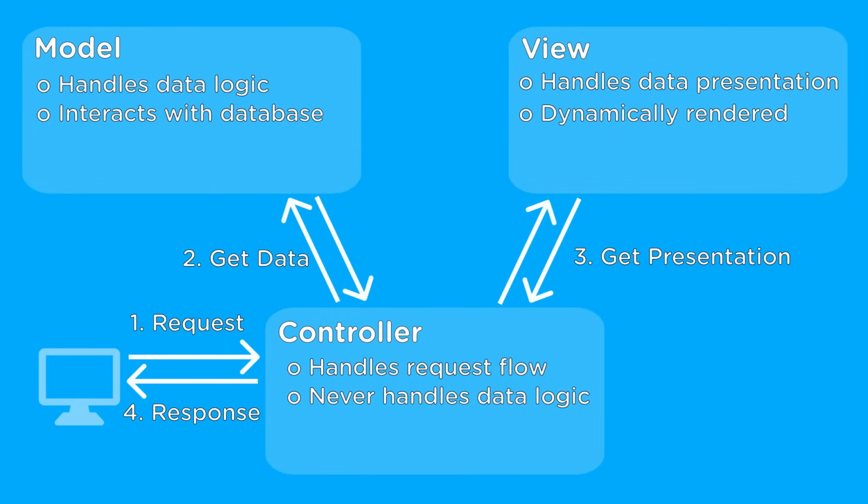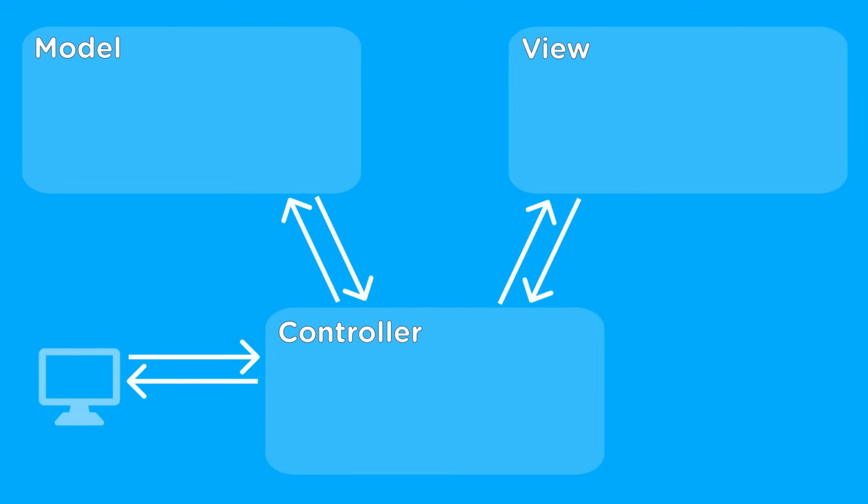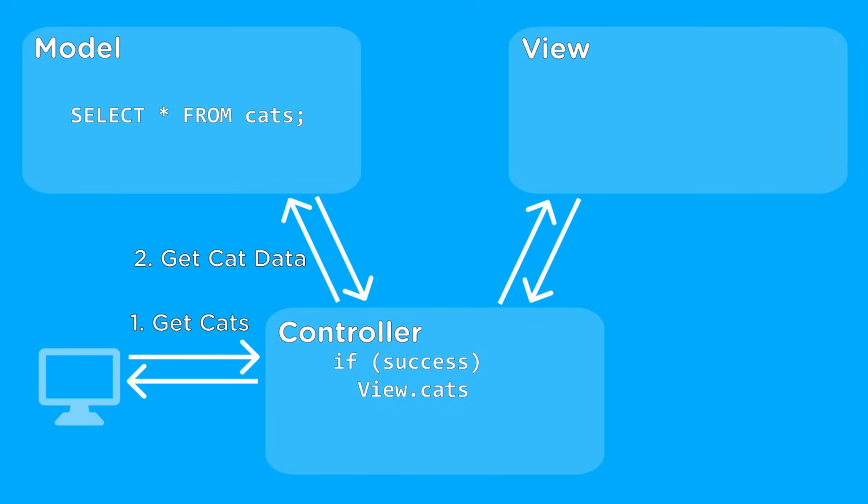This is all just theoretical though, so let's look at an example of how this design handles a request. Imagine a user sends a request to a server to get a list of cats. The server would send that request to the controller that handles cats. That controller would then ask the model that handles cats to return a list of all cats. The model would query the database for a list of all cats and then return that list back to the controller. If the response back from the model was successful, then the controller would ask the view associated with cats to return a presentation of the list of cats.